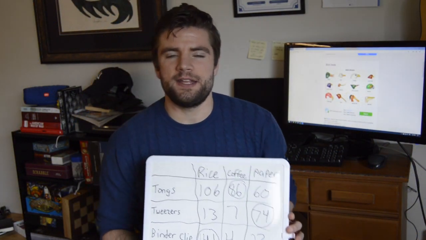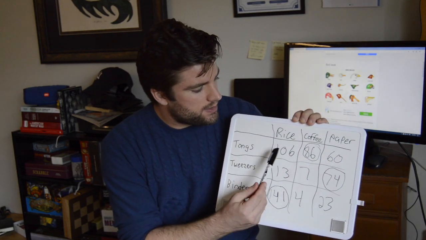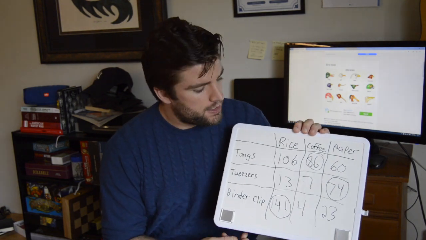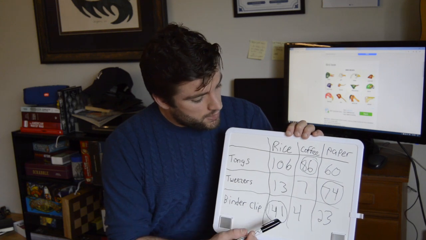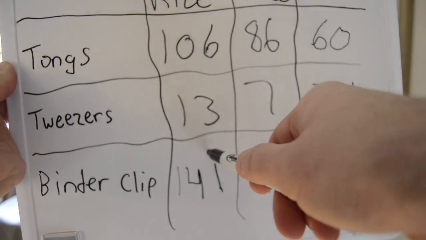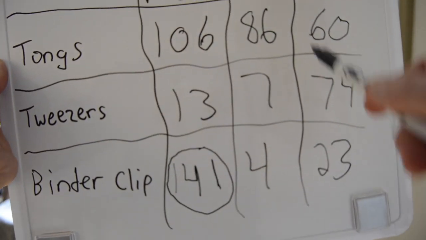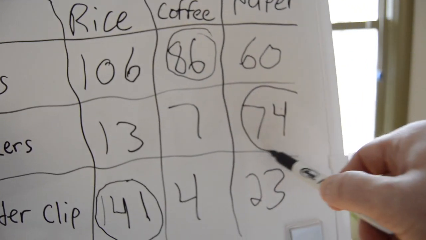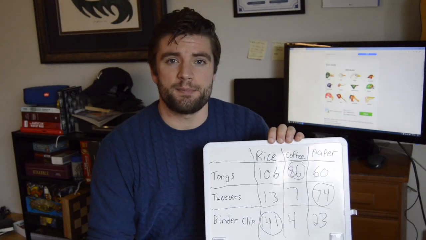So after you finish all of your time trials, you should have done it 9 times because we have 3 different kinds of food and 3 different beaks. Circle the highest number in each category of food. So for me, it looks like the binder clip was the best thing at picking up the rice. And it looks like the tongs were the best kind of beak for picking up coffee. And it looks like the tweezers were the best kind of beak for picking up paper.